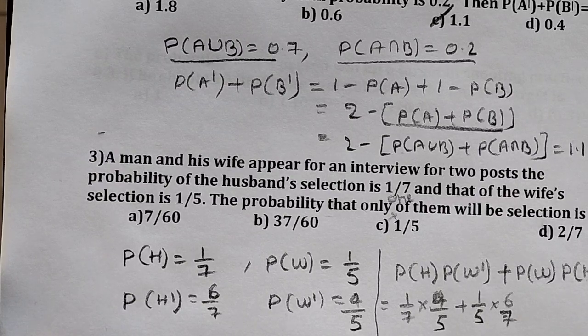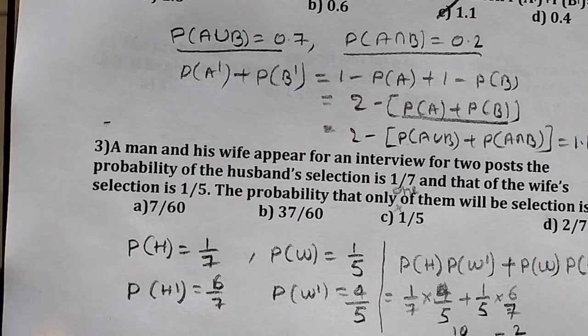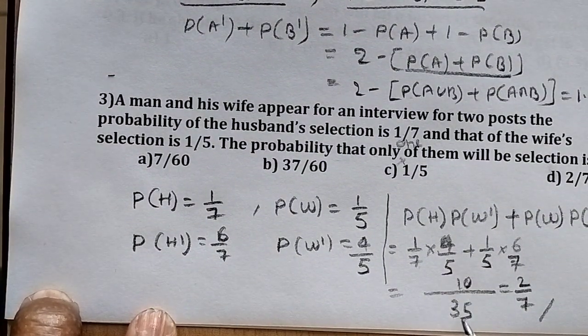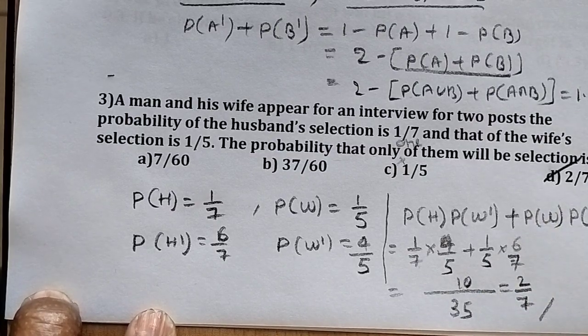In the denominator we have 35, and the numerator is 4 plus 6, that is 10. Now 5 will cancel 2 times and 7 times. So please try to understand here: 7 5s are 35, and 4 and 6 make 10. Now the value is 2/7. So the answer is 2/7.